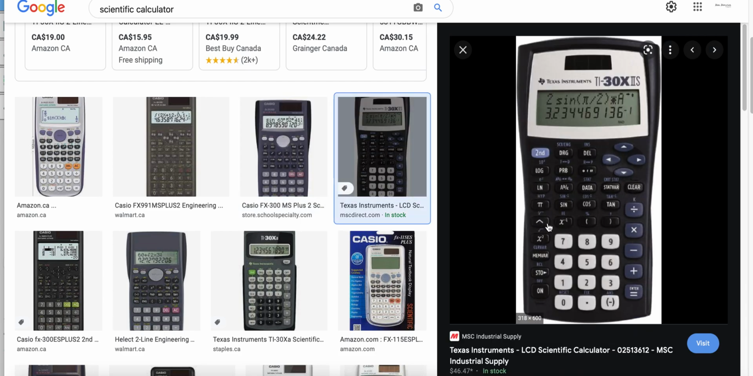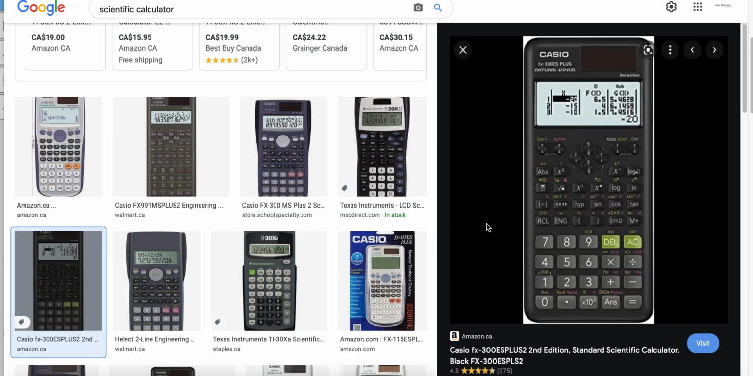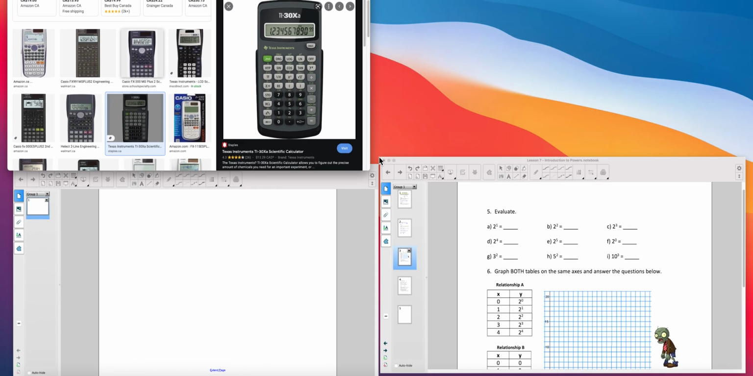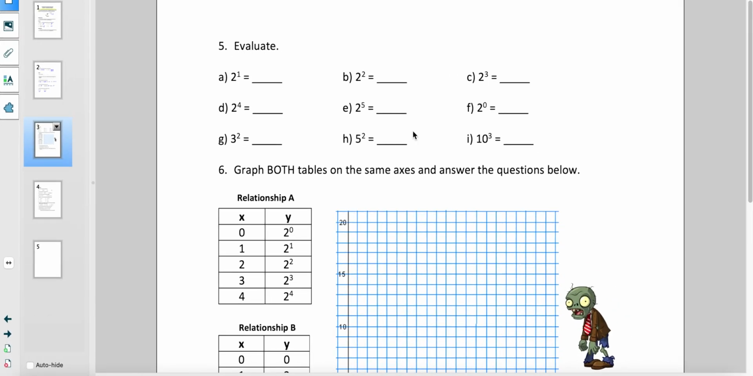Again, that arrow up. Okay, let me see if I can find a different example. Similar to the first one, it's x to a square. I think this one is y to the x here. Those are the buttons you're looking for on your calculator. If I go back to here, I'll just write them. The one that's most commonly used looks like this.